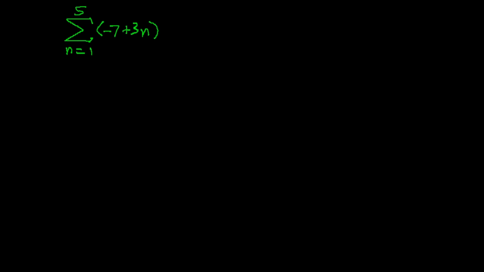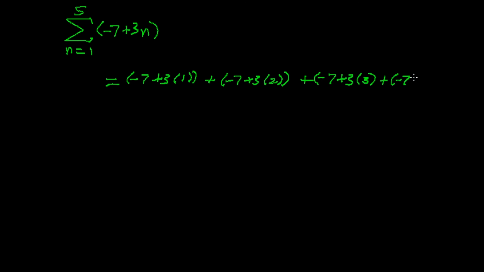So in this example, we're going to find a sum of a sequence, and we're simply going to substitute 1, 2, 3, 4, and 5 for n, in the expression negative 7 plus 3n and add the terms. So we're going to have negative 7 plus 3 times 1 plus negative 7 plus 3 times 2 plus negative 7 plus 3 times 3 plus negative 7 plus 3 times 4 plus negative 7 plus 3 times 5.